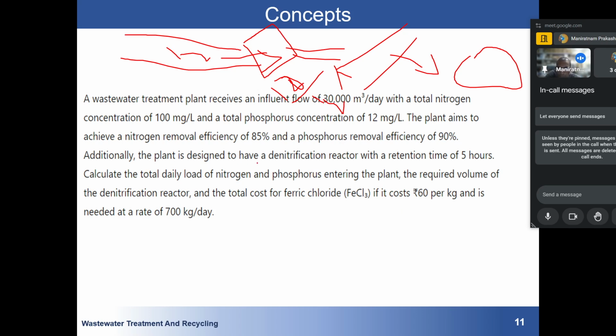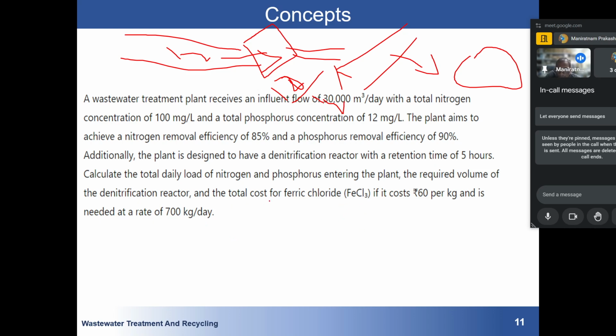Additionally, the plant is designed to have denitrification bacteria with a retention time of 5 hours. So it is also saying that all this treatment process should occur within 5 hours. It should not take more than 5 hours. Calculate the total daily load of nitrogen and phosphorus entering the plant, and the required volume of the denitrification reactor, that is, what the volume of the reactor should be so that it can handle this much water for 5 hours.